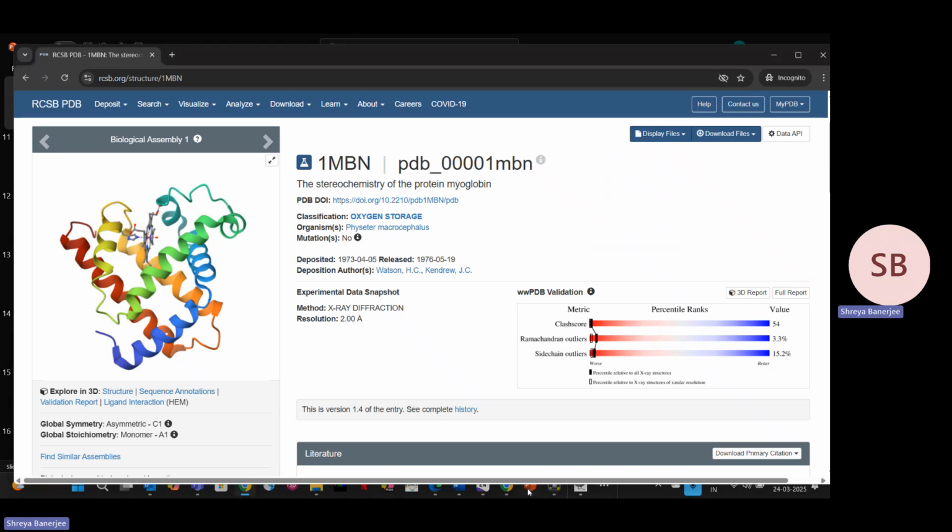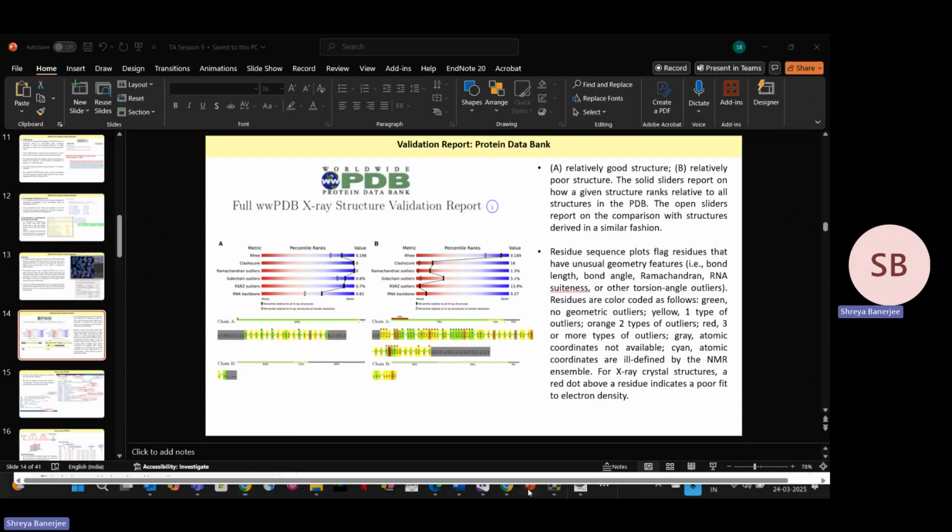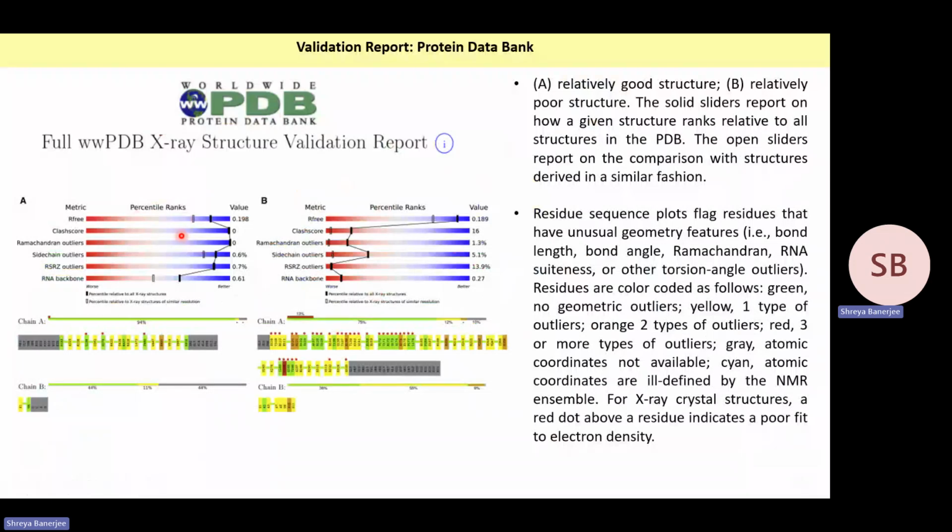So in the Protein Data Bank, with each protein structure, there is a validity report. Here you have two examples. One is A, which is a relatively good structure, and then you have B, which is a relatively poor structure. You can see there are sliding scales, and it reports how a given structure ranks relative to all the structures in the PDB.